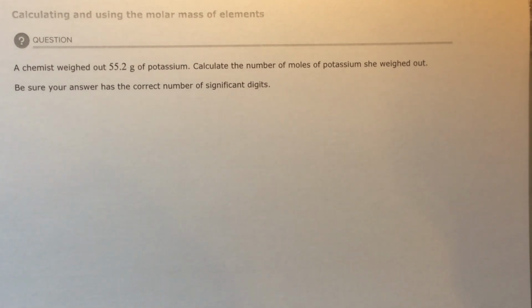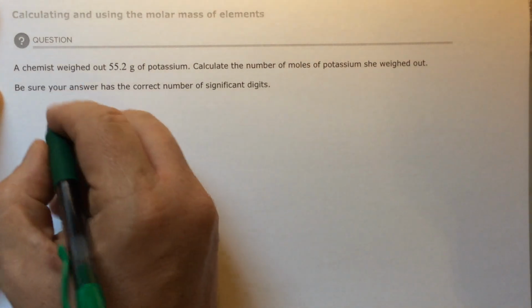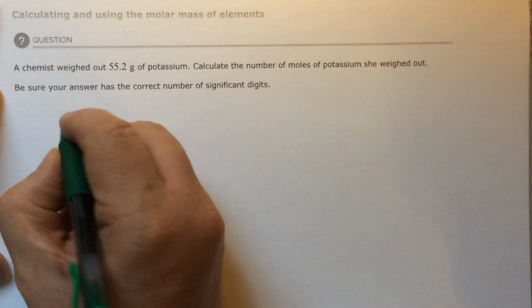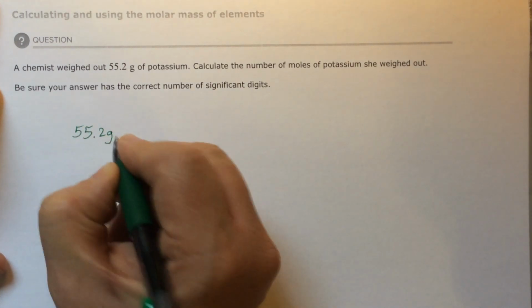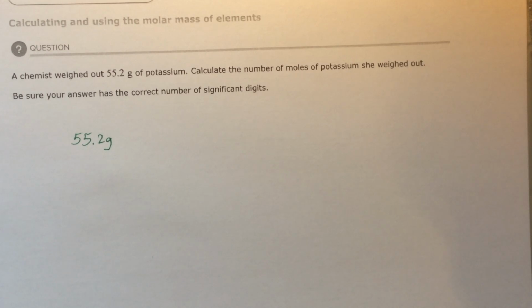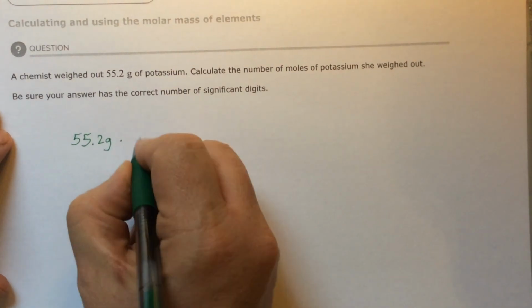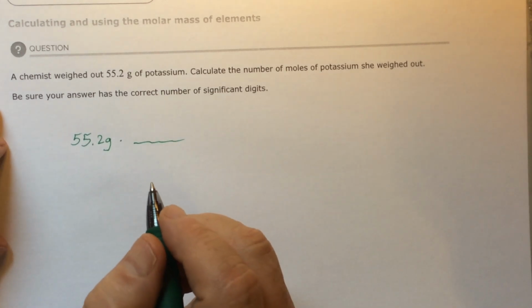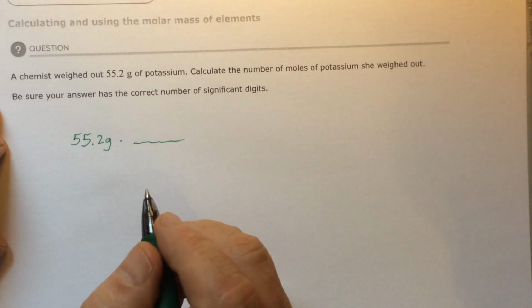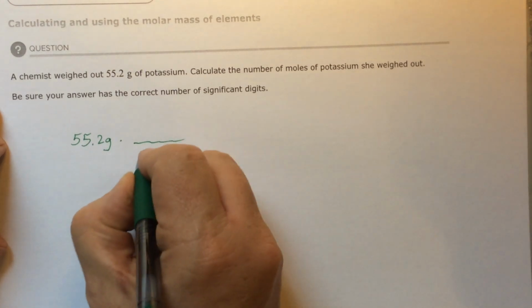All right, so to do that, you're going to need a fraction where the top and the bottom equal the same quantity, and that is derived from the periodic table. Okay, I'll show you. So start with what you're given, 55.2 grams. And then you're going to go to the periodic table and find out what is the atomic mass of potassium. So potassium, number 19, is 39.0983.